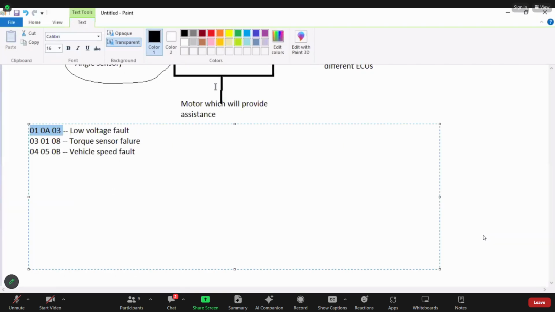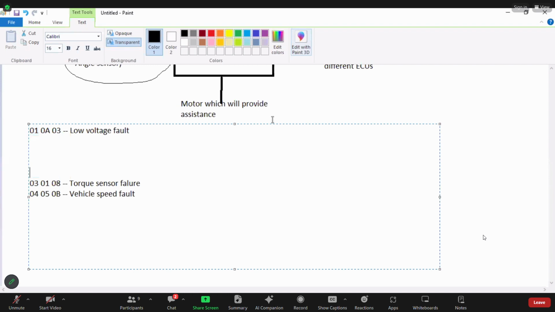Is my paint screen visible? Guys? Is my pen visible now? Now listen carefully, this is a very important point.